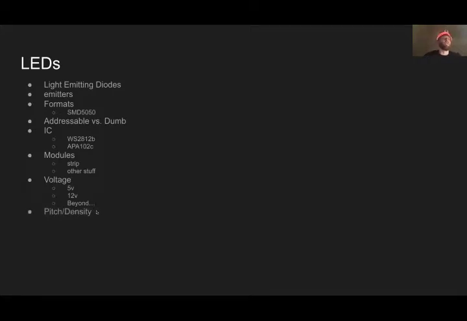Now, this brings us on to a closely related topic, which is the pitch or density of these LEDs. So pitch simply means the distance between emitters or modules. And the density is a related concept. So the less distance there is between emitters, the higher density they are. So as I said, typically you want to gauge what you need based on how far away you think the viewer will be.